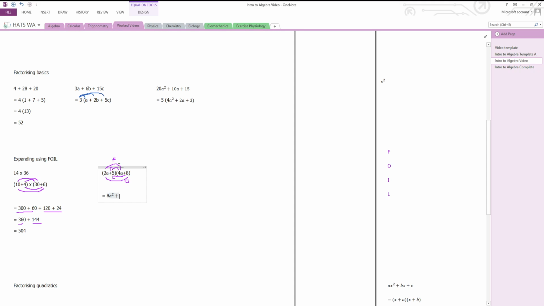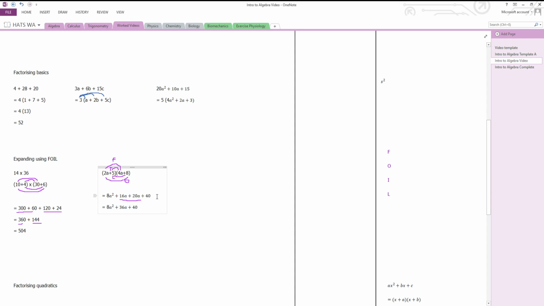Plus, so we've got the outside, so 2a times 8 would give us 16a. The inside would be 5 times 4a would give us 20a. And the last would be 5 times 8, which gives us 40. Combine all those. We can't combine the a squareds with the a, but we can combine the a's together, so these a's. And if we do combine that, we will end up with 8a squared plus 36a plus 40.